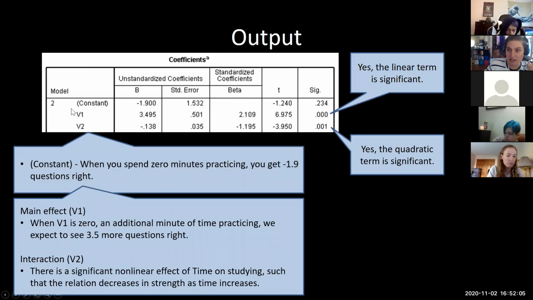Here's how you interpret the main effect of this first variable, which is time spent practicing. When variable 1 is 0, for an additional minute of time spent practicing, we expect to see 3 more questions right, 3.5 more questions right. The interaction term here tells us that there is a significant nonlinear effect of time on studying, such that the relation decreases as time increases. If your research question is whether the relationship is a linear one or not, this tests that null hypothesis right here. Yes, there is a significant nonlinear relationship.